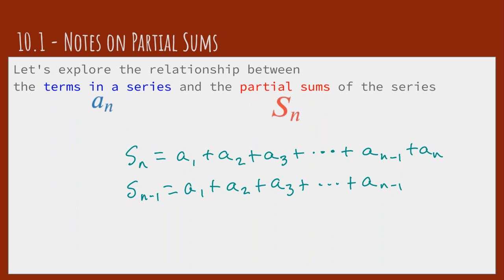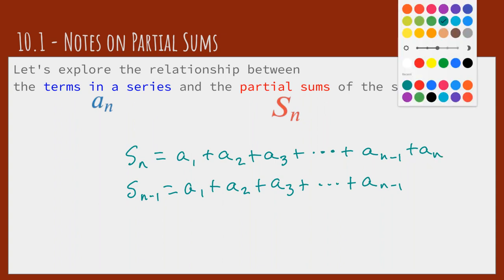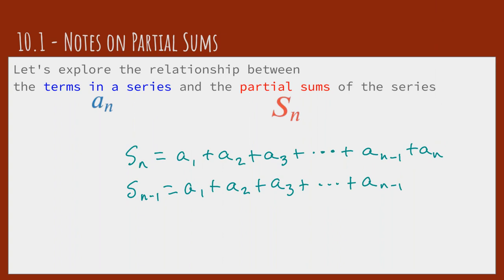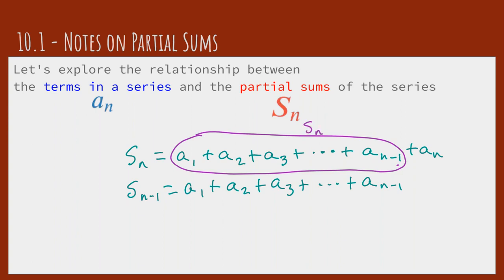And you'll notice that these two partial sums are identical, with the exception that the nth partial sum has the nth term included in it. So what we can do here is say that all of this right here is going to be the n minus first partial sum. So we can replace this with S sub n minus 1. And so another way of getting any partial sum is essentially taking the partial sum before it and adding on the next term.